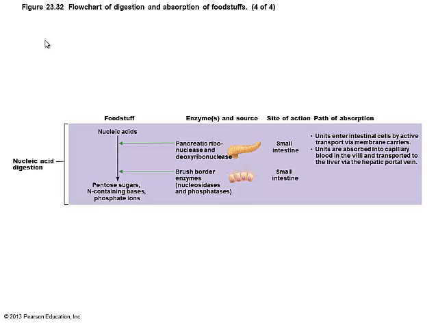Phosphate group, sugar group, and nitrogenous base. Yes? What is this? They're building blocks of nucleic acid. Nucleotides. So this is what we need to get from the DNA that we eat.